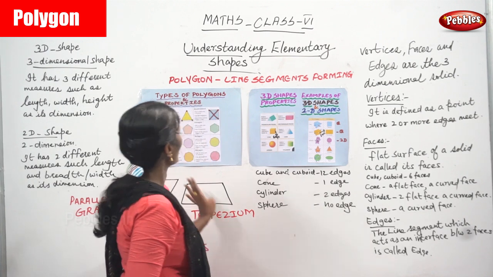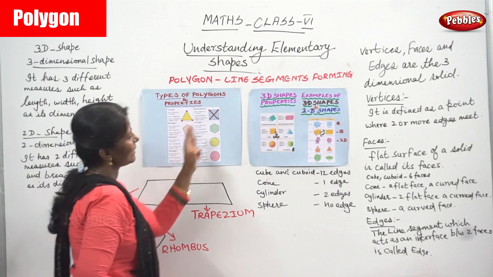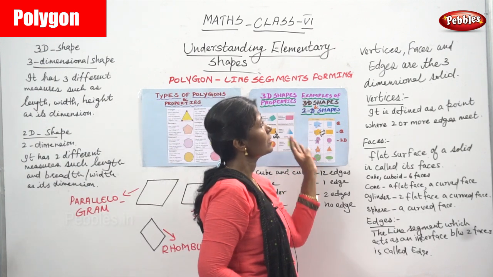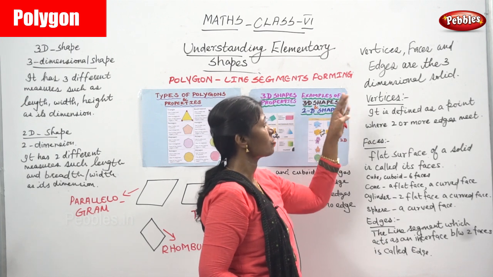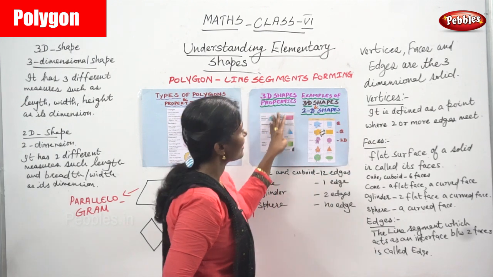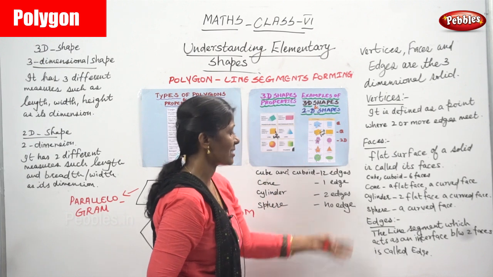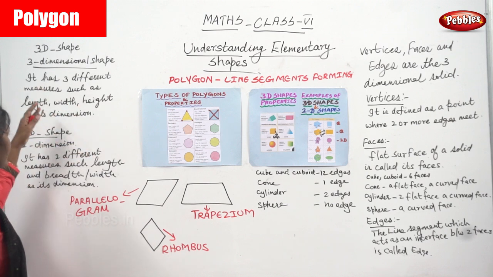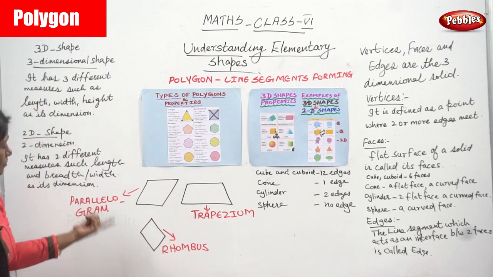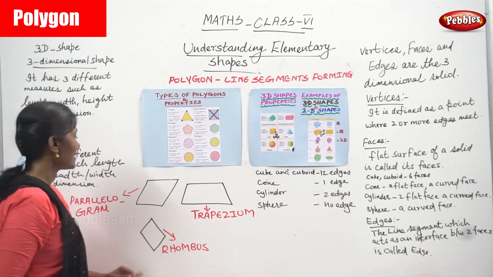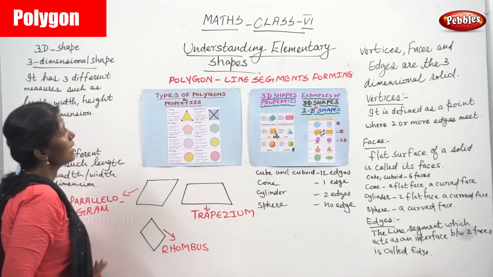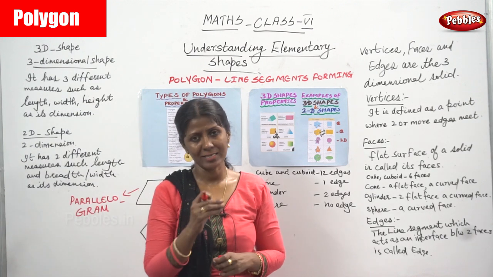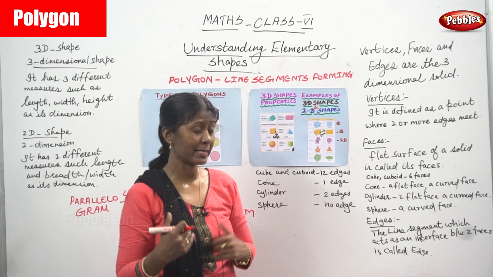I think you understand the types of polygons and their properties, 3D shapes and their properties, examples of 3D and 2D shapes, and the terms of 3D shapes: vertices, faces, and edges. You also know the definitions of 3D and 2D shapes and the types of quadrilaterals. Everything you understand from understanding elementary shapes. Finally, we have to see a small recap of the shapes.